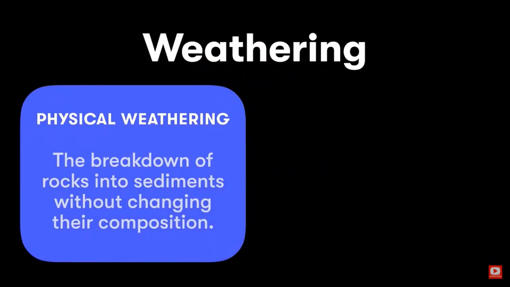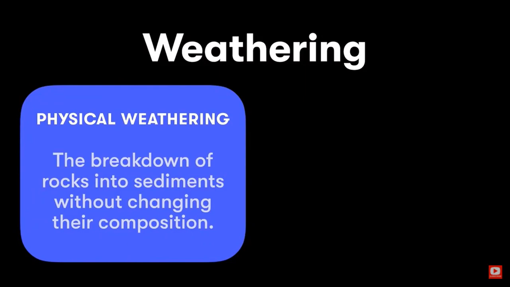And this would be the breakdown of rocks into sediments. The key is that it's without changing their composition. So this is literally changing the size and shape of a rock. So the waves crashing against a boulder and breaking it into small pebbles that might be rounded out, that's physical or mechanical weathering. But it's still granite. It's not changing the rock or what it's made of.